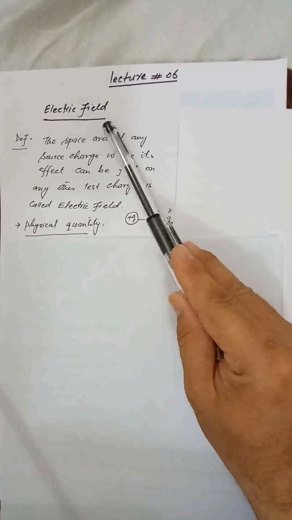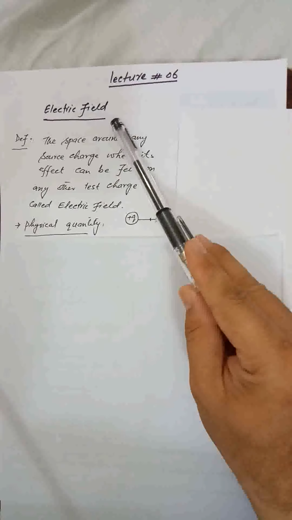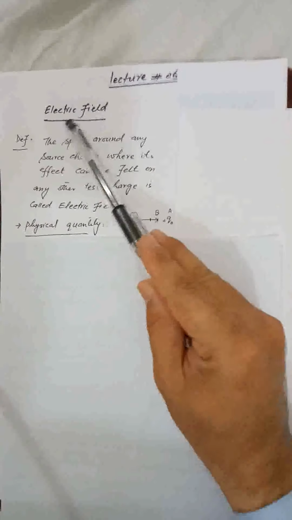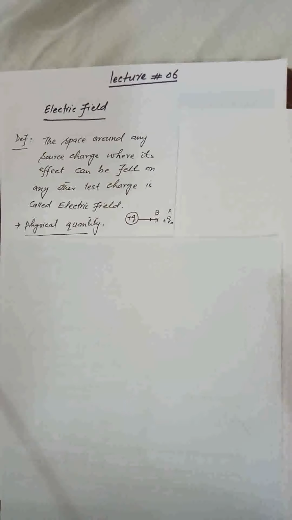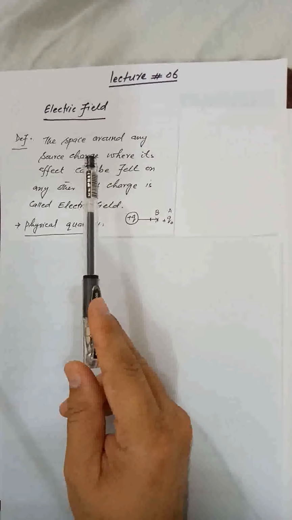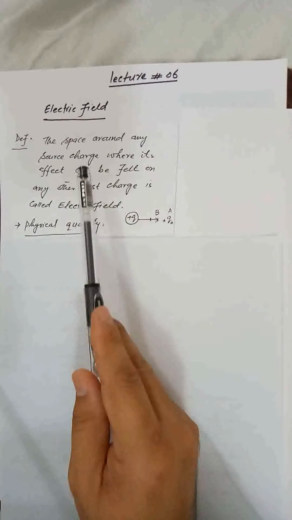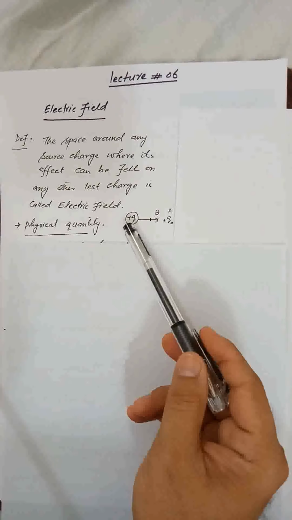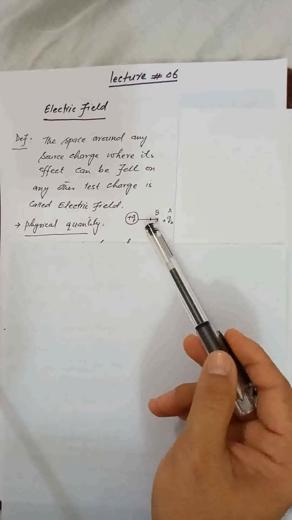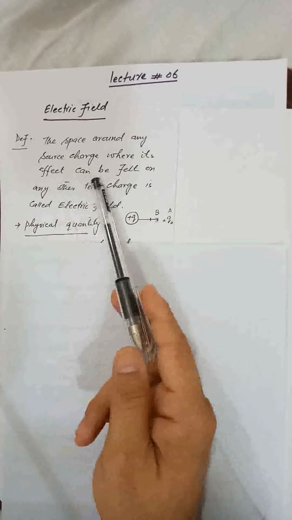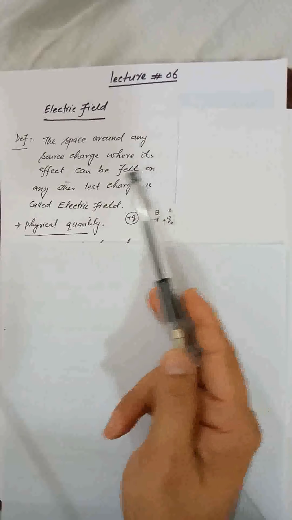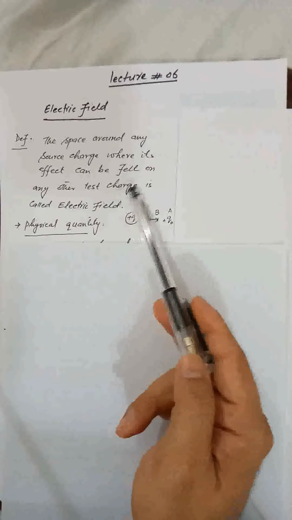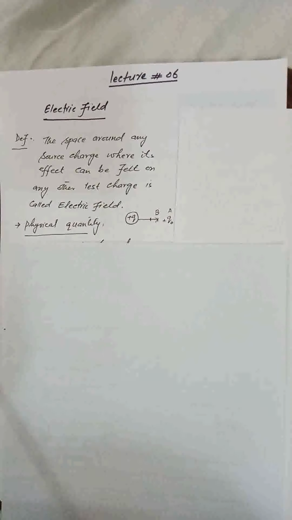Electrostatics. The topic we will discuss in this lecture is the electric field. First of all, what is electric field? Actually, electric field is a space, a gap around any source charge where its effect can be felt on any other test charge.